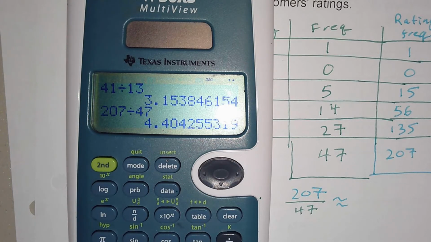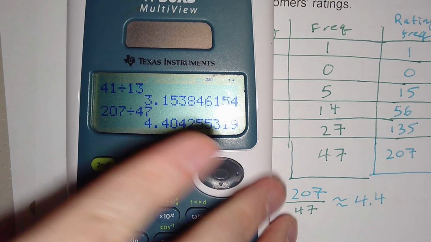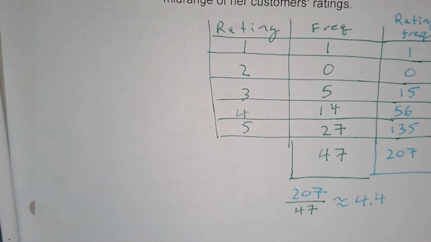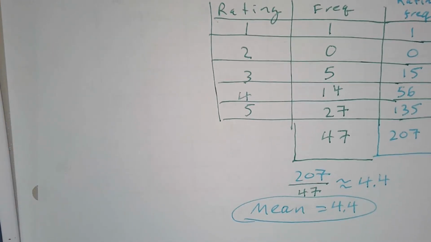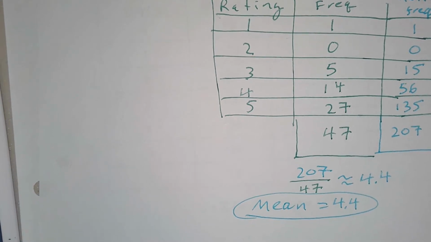So what do you want to call that? About 4.4? So our mean here would be 4.4. Now we still have to get the median, mode, and mid-range.